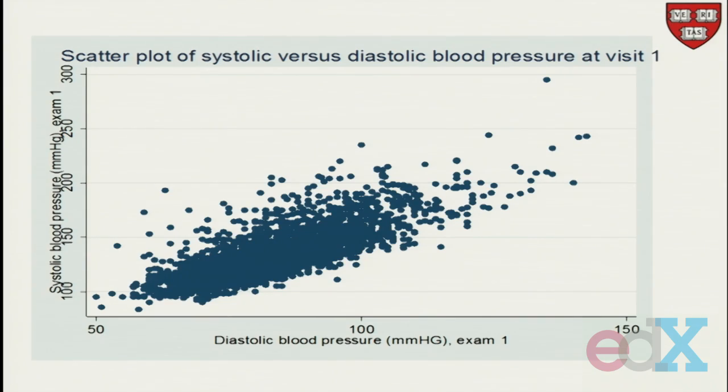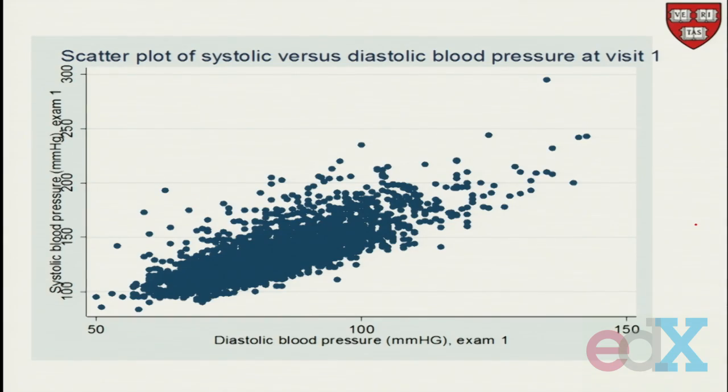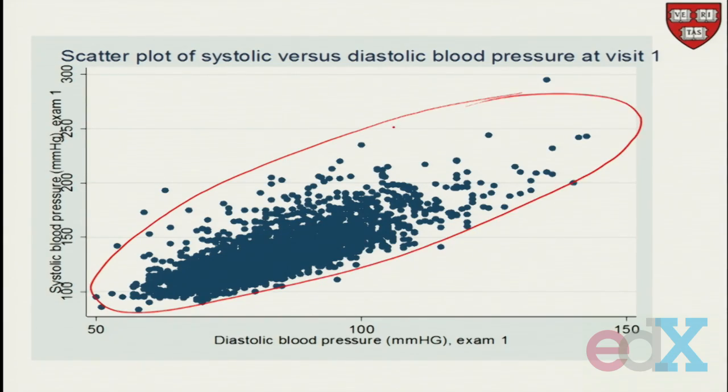Okay, so for example, here's a scatter plot of systolic versus diastolic blood pressure at visit 1. So, not surprisingly at all, we see this pattern emerging here. That basically, if we put these into sort of an ellipse like this, we see that the ellipse is pointed up, and that it's pretty tight actually.